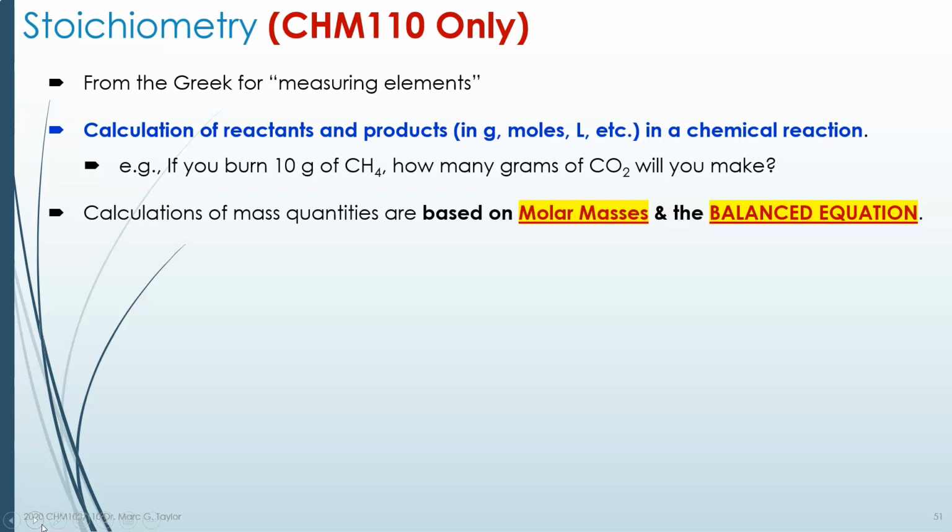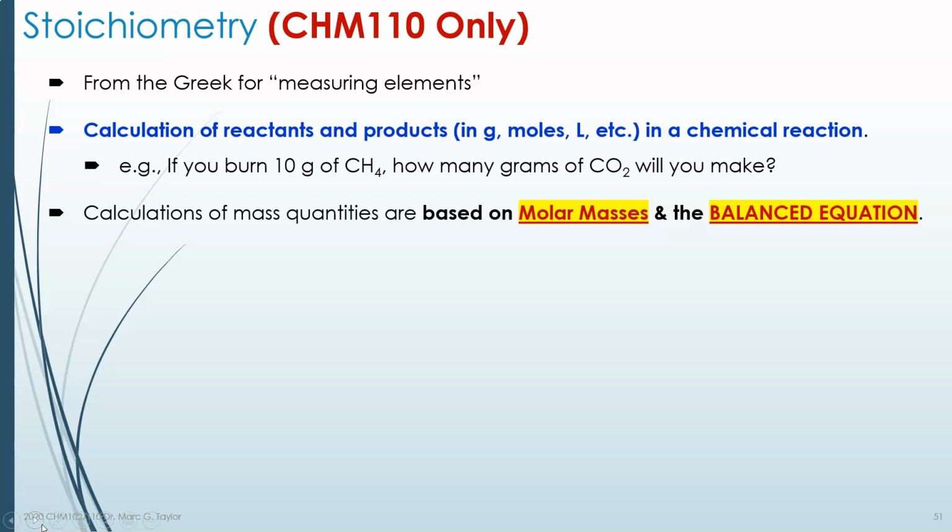the balanced equation information. But we'll also need to convert grams to moles. And we'll need to convert moles of CO2 back to grams of CO2. So that means we're going to need some molar masses. We're going to need the molar mass of methane, and we're going to need the molar mass of CO2.